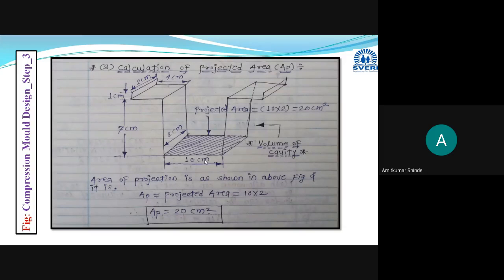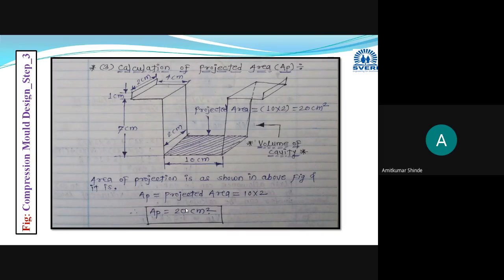Now this projected area is nothing but the area which can be viewed in a direction perpendicular to the press opening. Okay, this is the press opening direction, and this is perpendicular to it, and this area. Or in short, when you see it from the top, whichever area is there, this is the projected area. For this press, this is the projected area, and this will be 10 into 2. This rectangular portion is the projected area. This is 20 centimeters square.